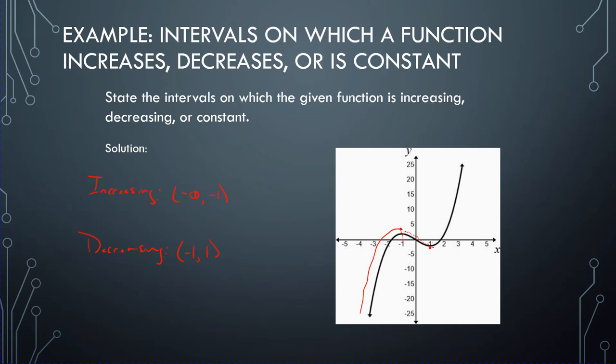And then once I get to x is equal to 1, I start going up again. So I'm going to union it. It's going to be from 1 to infinity, I'm increasing because this is going up, up, up as x increases without bound. So just, again, always work left to right, left to right.